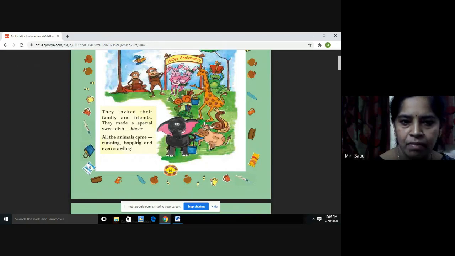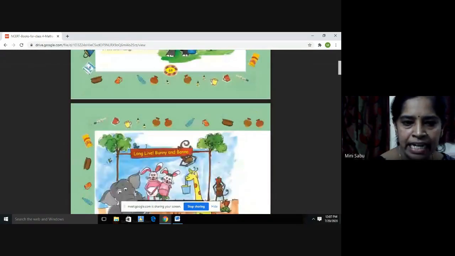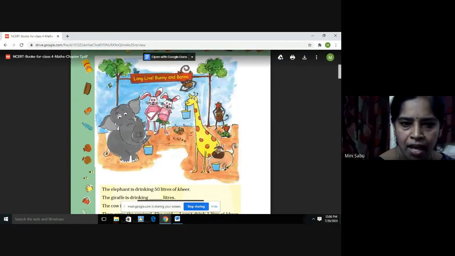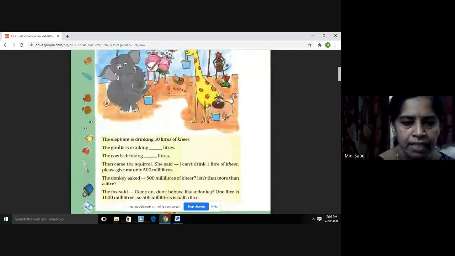All the animals came, running, hopping, and even crawling. You have already learned in EVS classes that different animals move in different ways. Some crawl, some run, some hop. Is it not? Now you can see, Bunny and Bano, and all are here. Bunny and Bano are very happily standing there, and the party is going to begin.